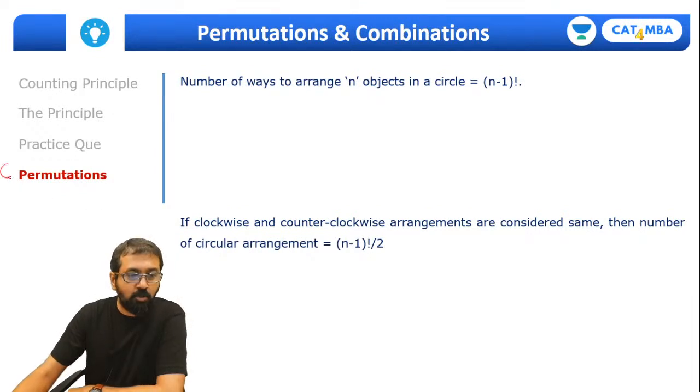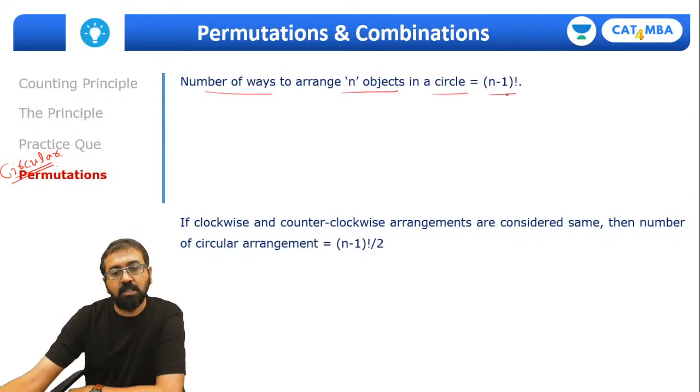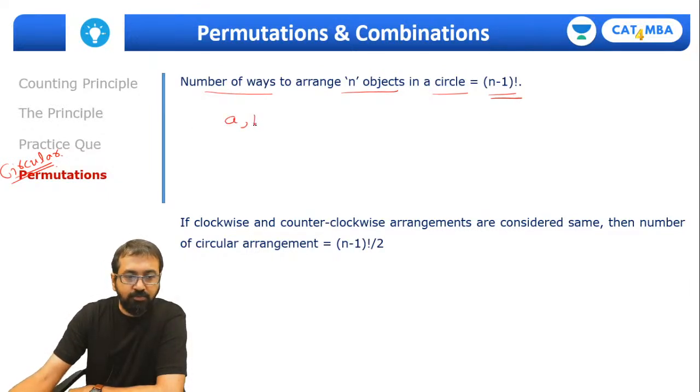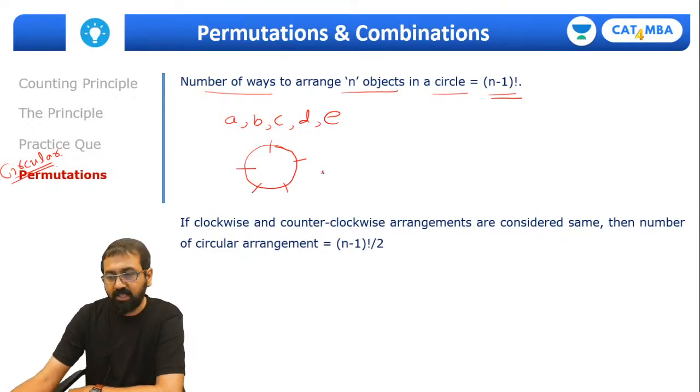So let's go ahead and understand circular permutation. So we are talking about circular permutation, circular arrangement. The number of ways to arrange n objects in a circle is equal to n minus 1 factorial. That means if I want to arrange 5 people, A, B, C, D, E, in a circle on 5 chairs, there are 4 factorial ways, not 5 factorial ways. Of course, there are 5 chairs, but still there are 4 factorial ways.